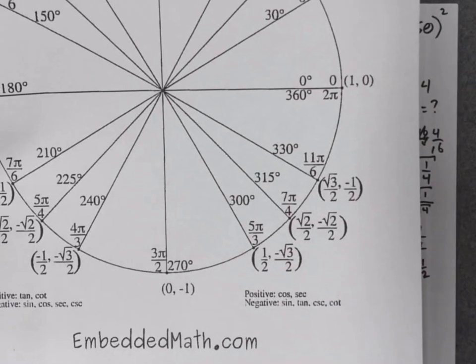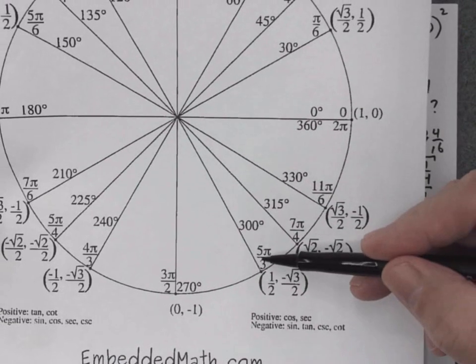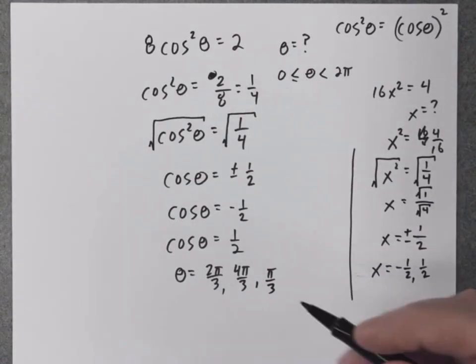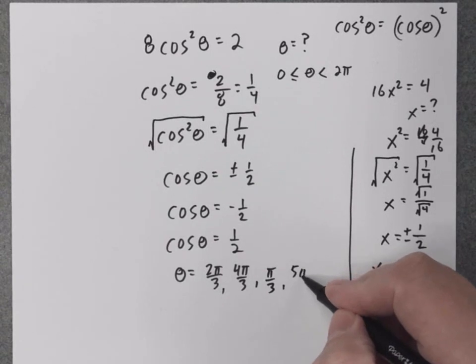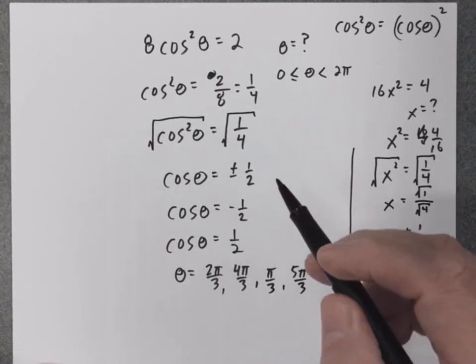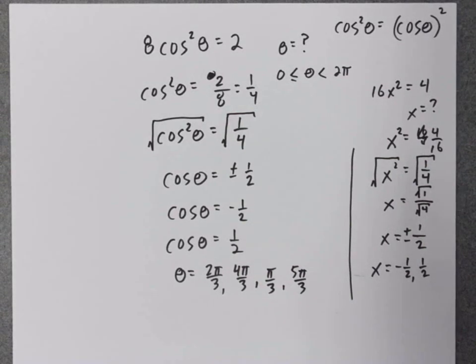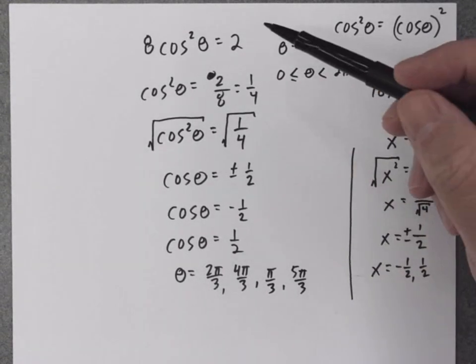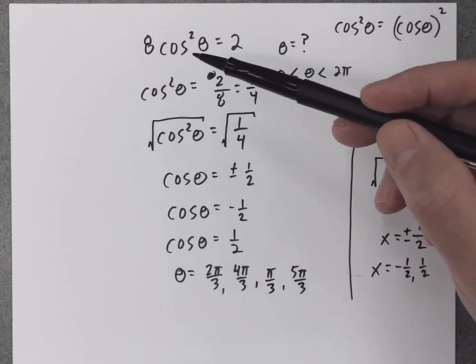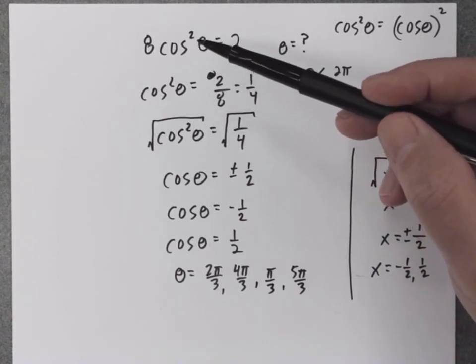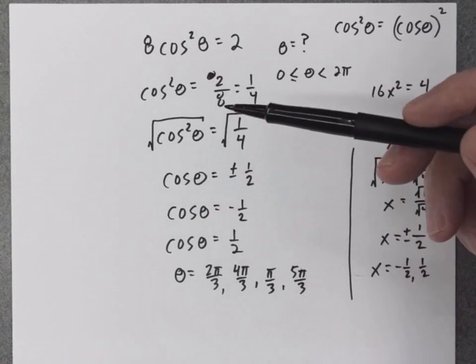And then also, cosine of 5 pi over 3 is 1/2. So for this equation we started with, there are actually four angles that are solutions. So it's sort of interesting how that worked out. So that's what happens. Sometimes you're going to have problems where you start with the trig function squared. This is the kind of thing you do.